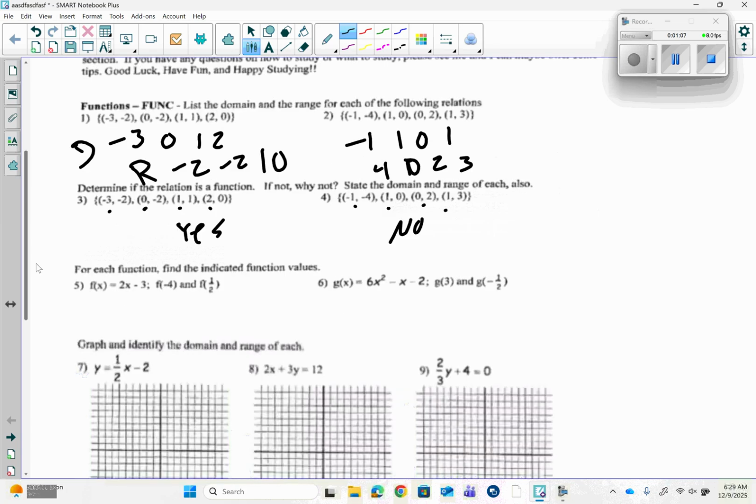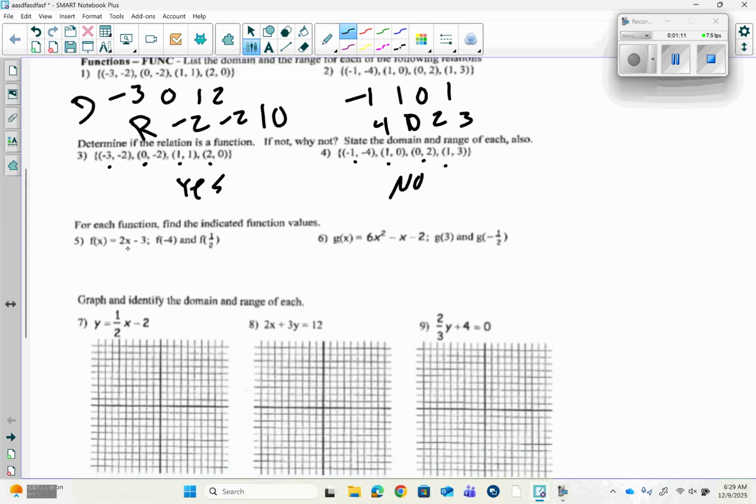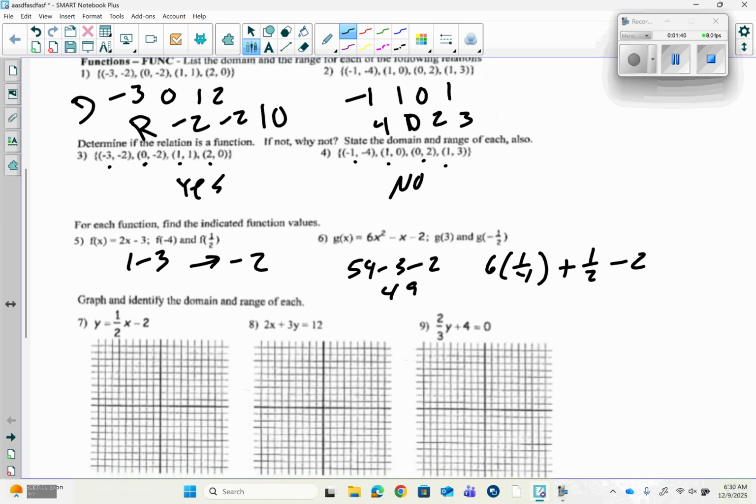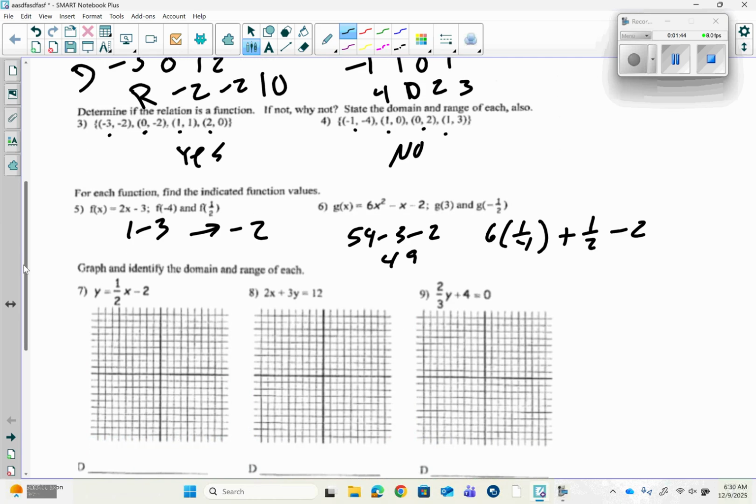For each function, indicate, okay, so we want to plug half in, so we're going to get 2 times half, which is 1. 1 minus 3 is -2. On this one, they want us to find both, so plug 3 in, so that's 9. That's 54 minus 3 minus 2, so that's going to give us 49. If we plug in -half, that's going to get 6 times a fourth, because I square -1/2, plus a half, because you have negative minus 2. If you do that math on your calculator, you should get that pretty easily. I don't have a calculator open right this moment.